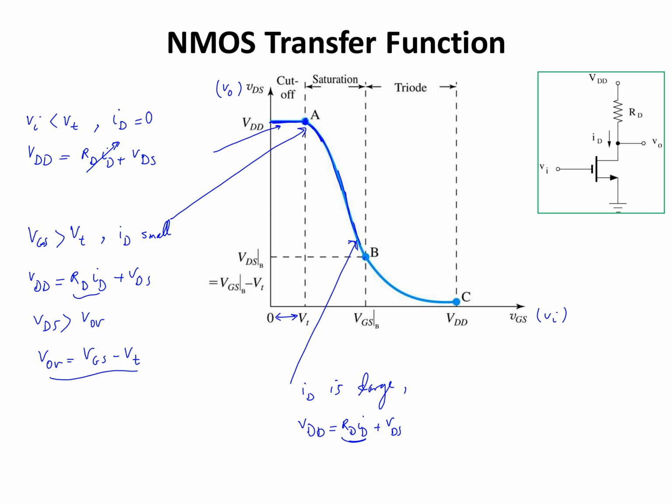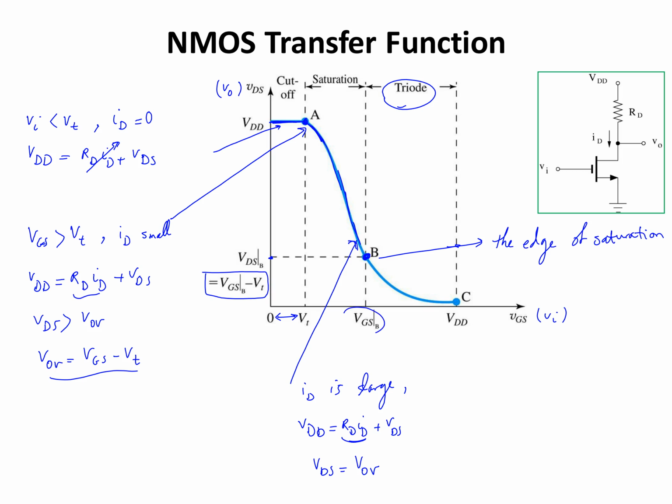At some point, when you get to point B, the value of VDS is going to be equal to the overdrive voltage, which is this point. VDS at point B equals the overdrive voltage, which is VGS minus V threshold. Beyond this point, if you increase VGS, the transistor is going to operate in the triode mode. So this point is called the edge of saturation.